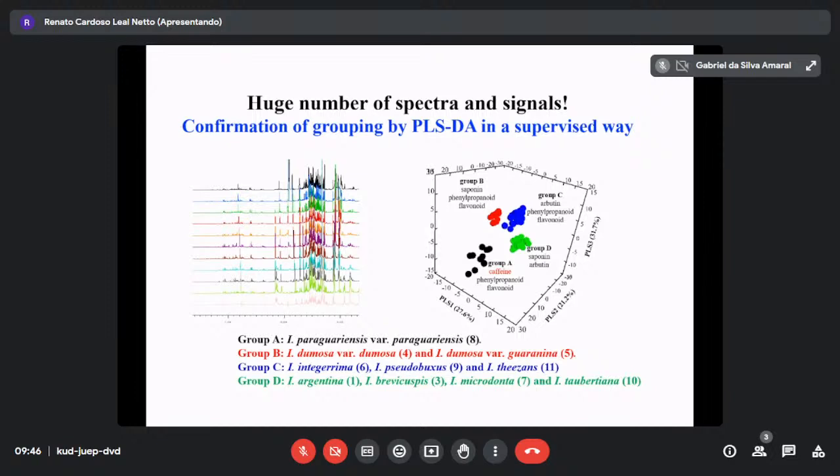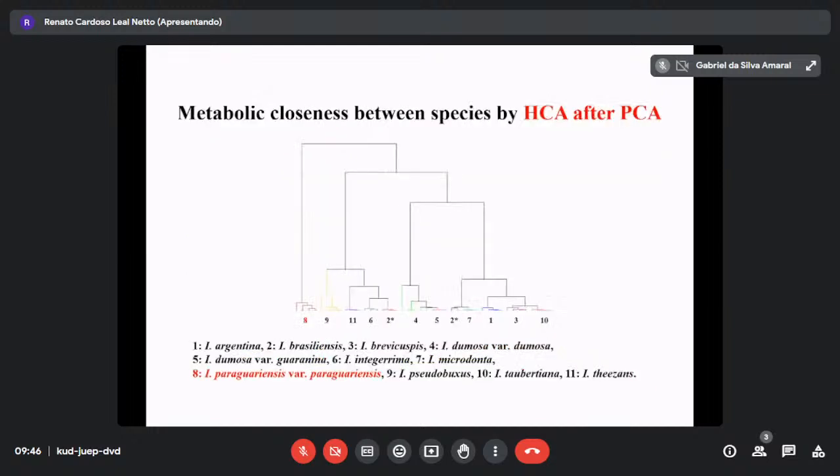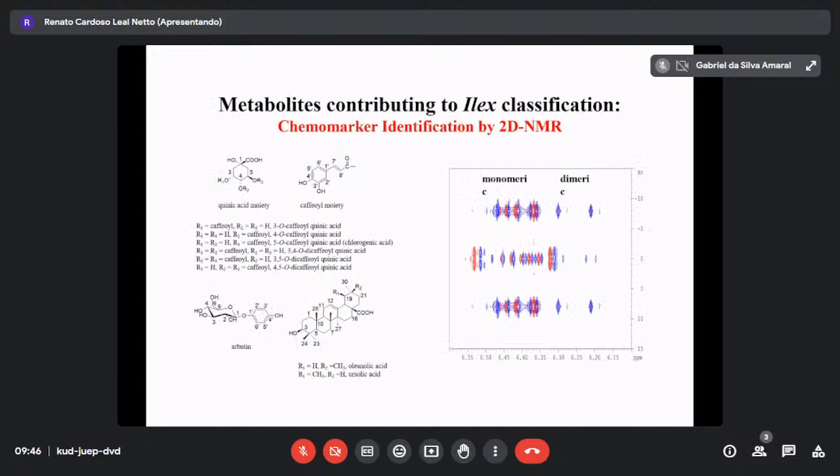Okay, now it's fun. After that, we have some groups of metabolites. Now, species 8, Ilex paraguariensis, is my first question: is it really different from others? Let's look at this. Very different. And species 9 is a little bit close, but still a completely different species. The conclusion is that our ancestors in Paraguay were perfect. They collected this sample well. After that, we did some 2D NMR to see which kind of metabolite it is.